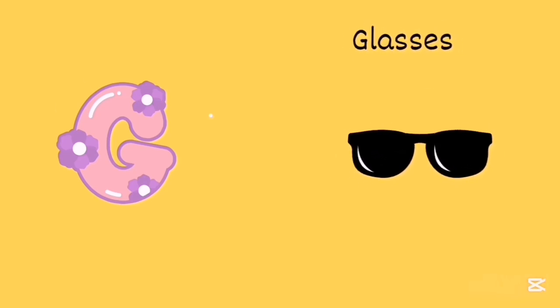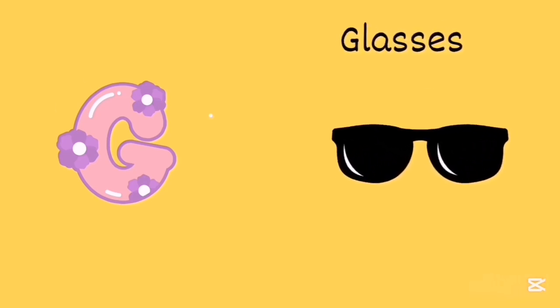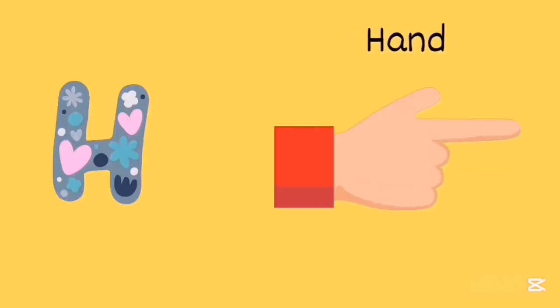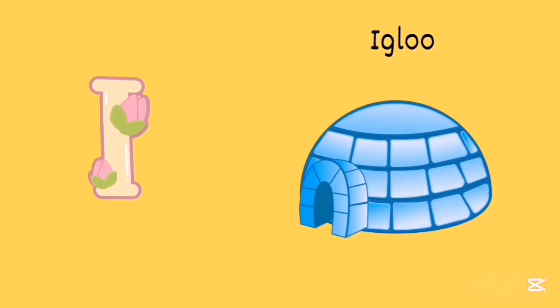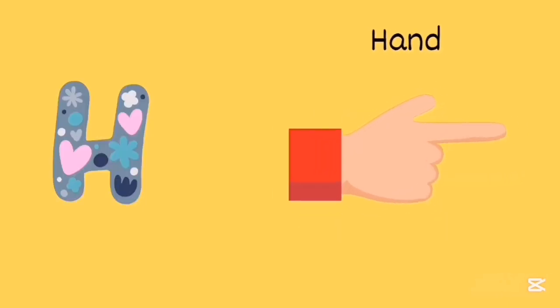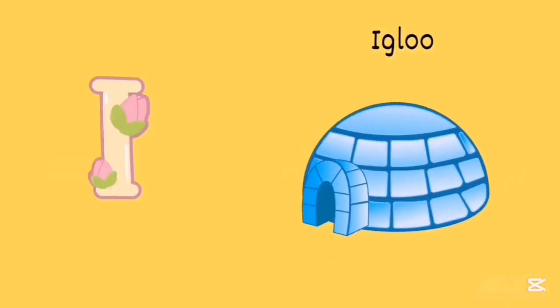Glasses. G, glasses. H is for hand. Hand. H, hand. I is for igloo.